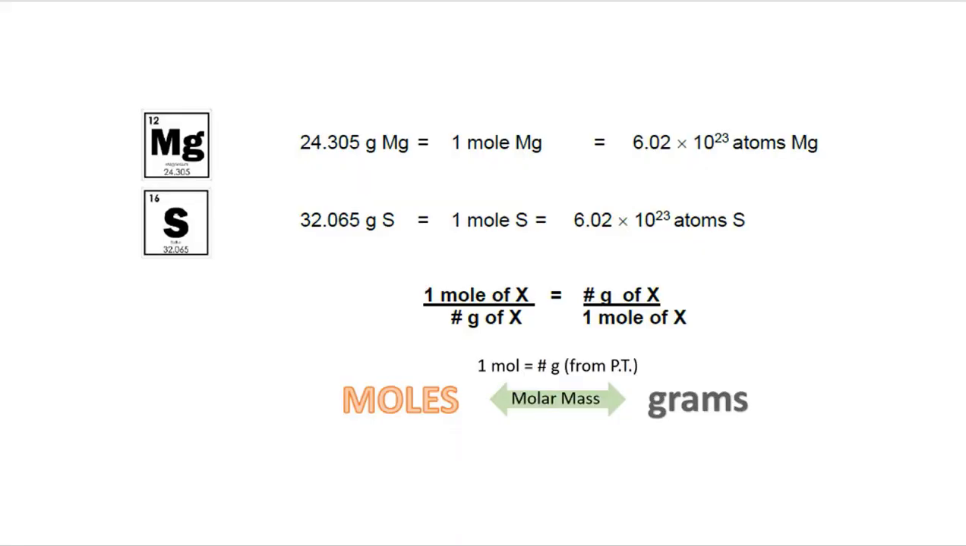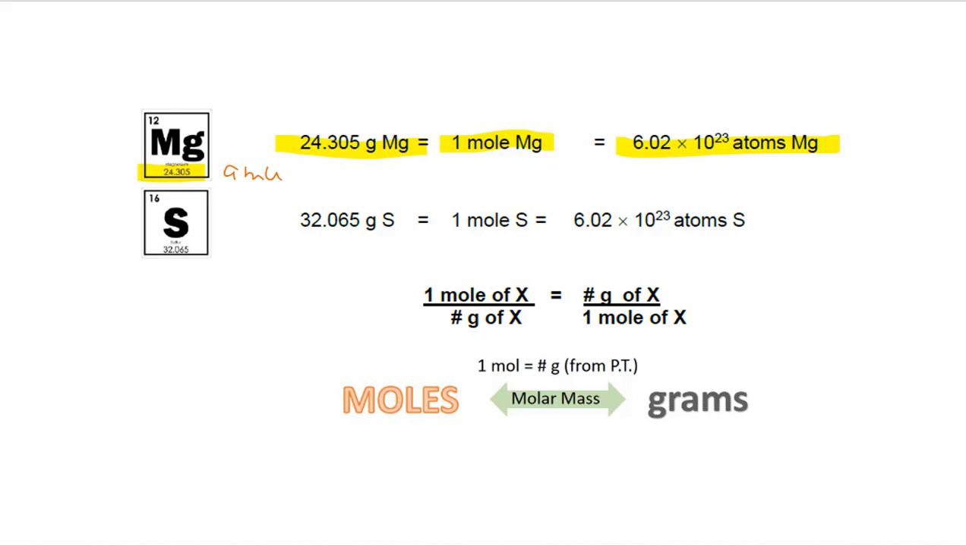Let's look at another example. Magnesium. If we look at the periodic table and we see magnesium, it says on the periodic table that its average atomic mass units is 24.305. Now we can take that and say, all right, 1 mole of magnesium, which is equal to 6.02 times 10 to the 23rd atoms of magnesium, is also equal to 24.305 grams of magnesium.